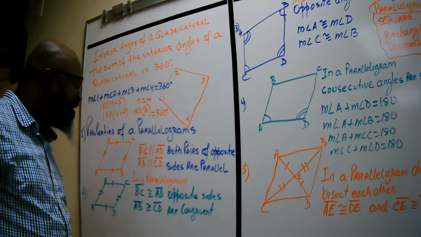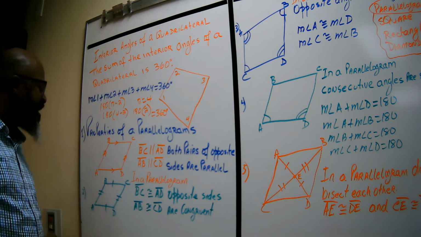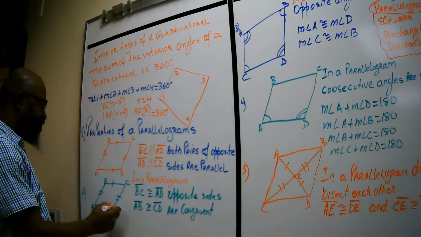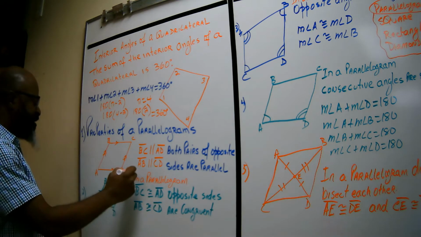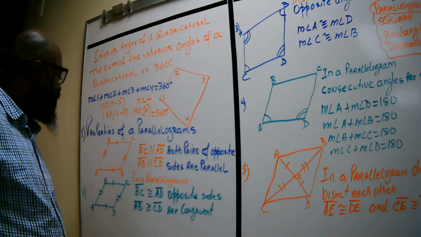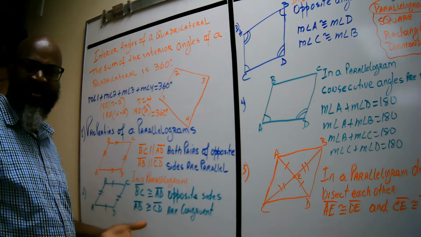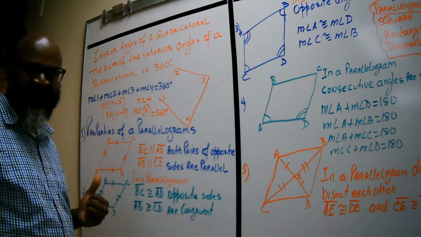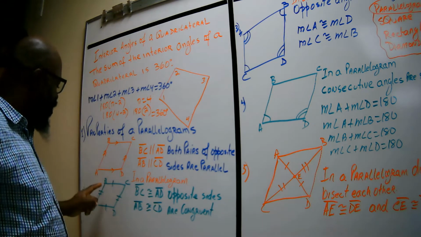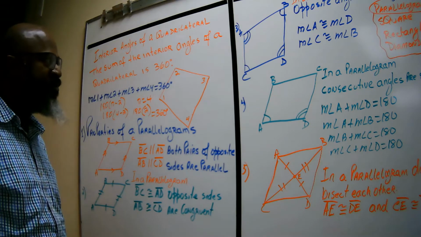One of the first properties is that in a parallelogram, opposite sides are congruent. In this case, BC will be congruent to AD, and AB will be congruent to DC. So if a quadrilateral is a parallelogram, then its opposite sides are congruent. BC will always be congruent to AD, and AB will always be congruent to DC, as long as it's a parallelogram. That's one of the first properties we are going to explore.